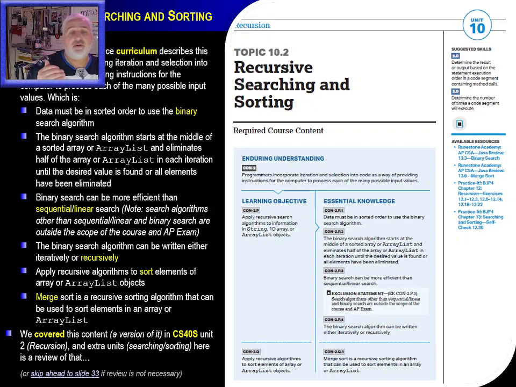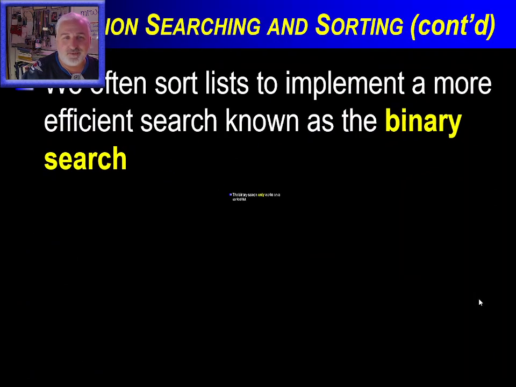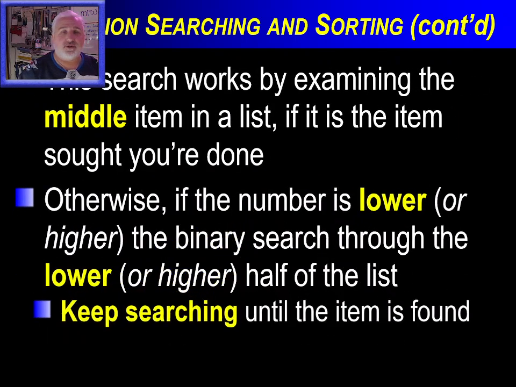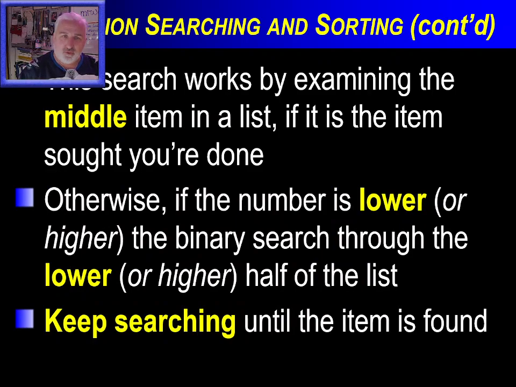It also talks about the merge sort algorithm, which can be done recursively. Now, ironically, it doesn't cover something like the quick sort algorithm, which is also done recursively. But nonetheless, that's what the AP curriculum says, so that's what we should kind of look at. Let's look at the binary search from a theoretical standpoint. It's a divide and conquer algorithm. The binary search only works if you have a sorted list. So once a list is sorted, you can use the binary search by continually examining the middle item in a list.